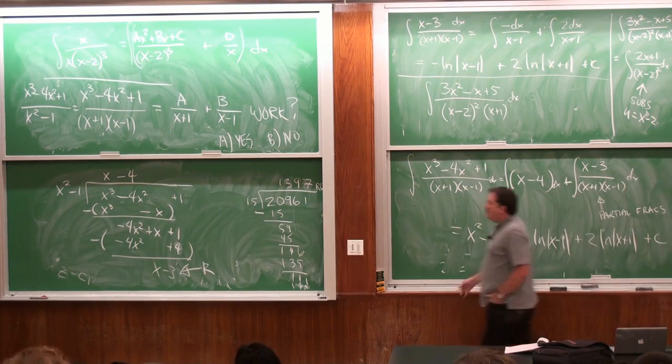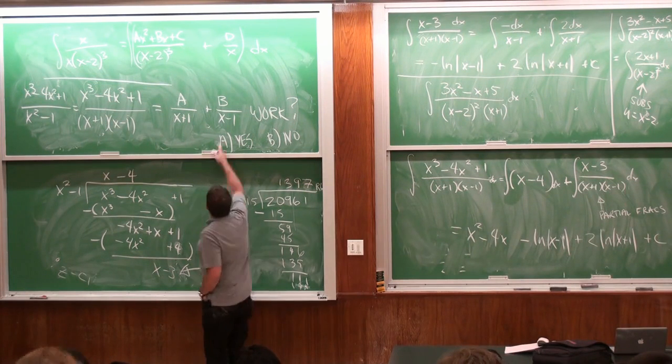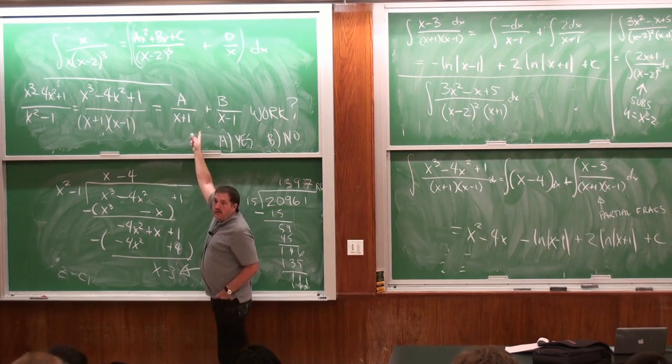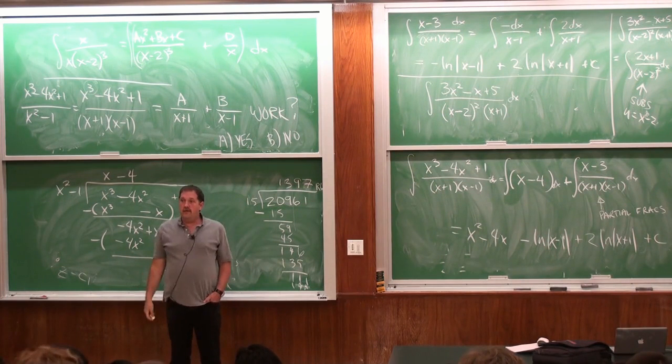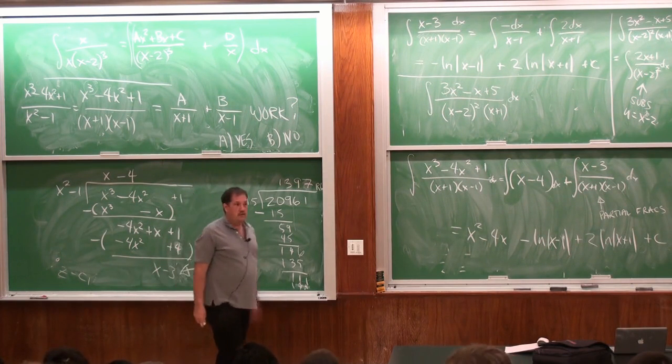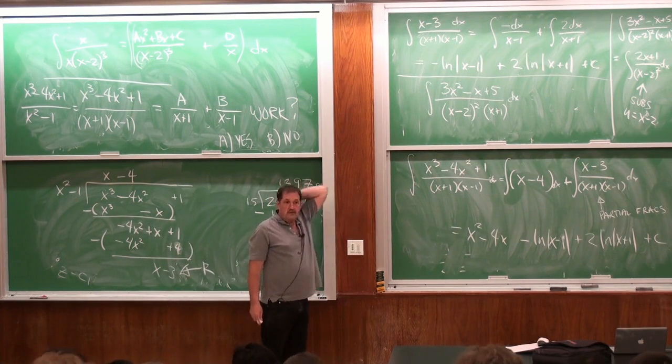So for partial fractions to work, you need the degree of the numerator to be one less than the degree of the denominator. Because otherwise you can't pick up the extra term. So sometimes you have to rearrange a little.